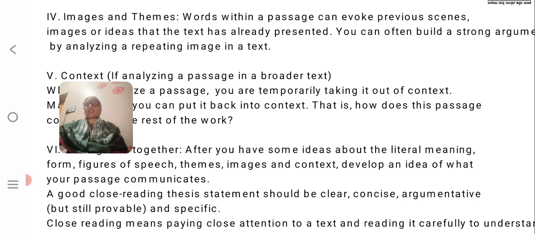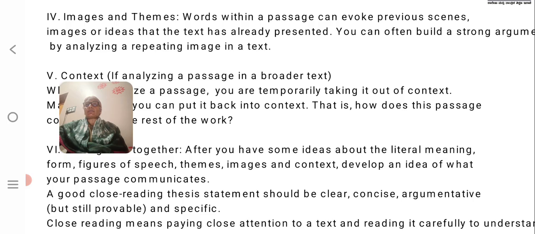After you have some idea about the literal meaning, form and structure of the passage, figures of speech used there, themes, images and context, develop an idea of what your passage communicates. A good close reading thesis statement should be clear, concise, argumentative and specific.